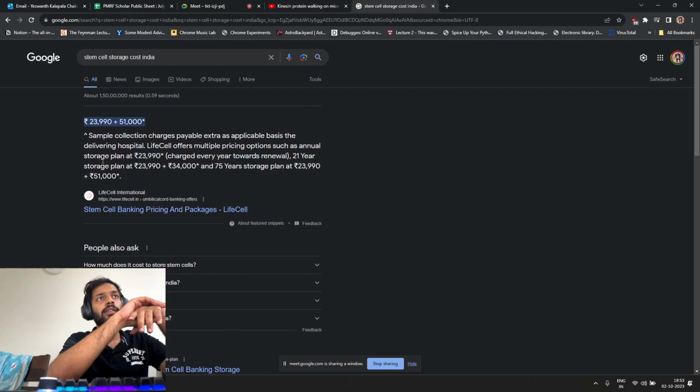Is it? Okay. Yeah, so it says 21 year storage span at 23,990 plus 34,000. I don't know what that means. I guess if you decide to store for 21 years, you will have to yearly pay 23,990 plus a base fees of 34,000 or something like that.